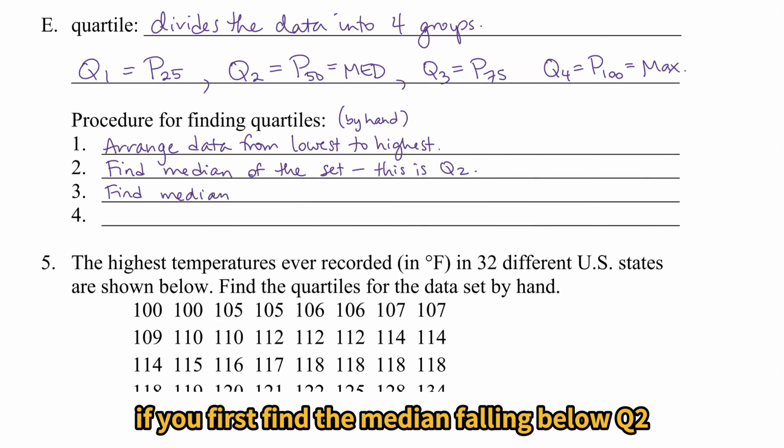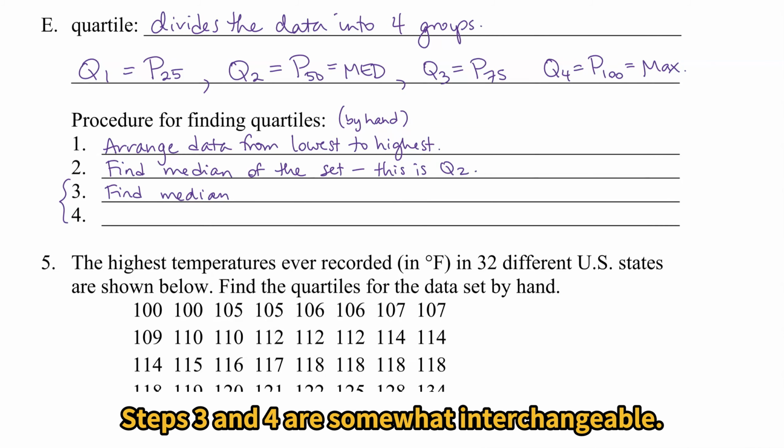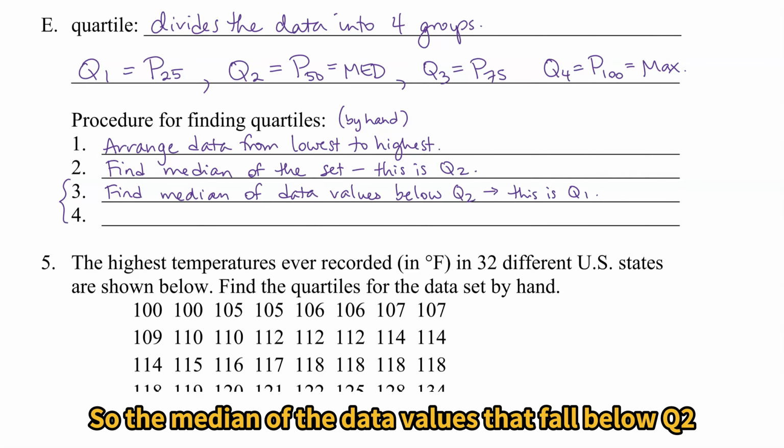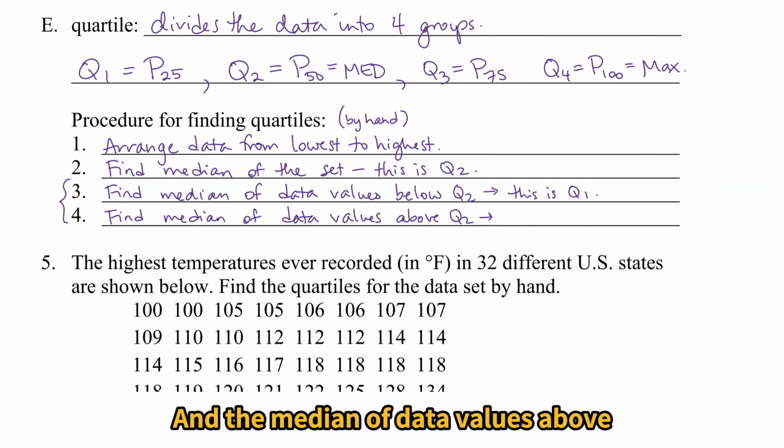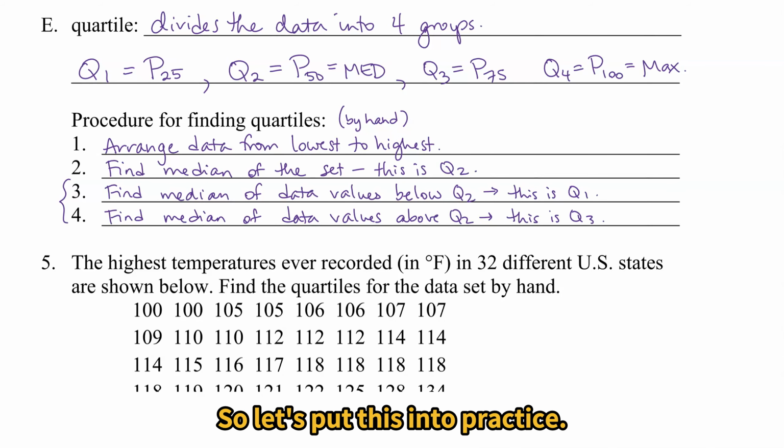And it doesn't matter if you first find the median falling below Q2 and then find the median above Q2, or vice versa. Steps 3 and 4 are somewhat interchangeable. So the median of the data values that fall below Q2 is our first quartile, and the median of data values above Q2 is our third quartile. So let's put this into practice.